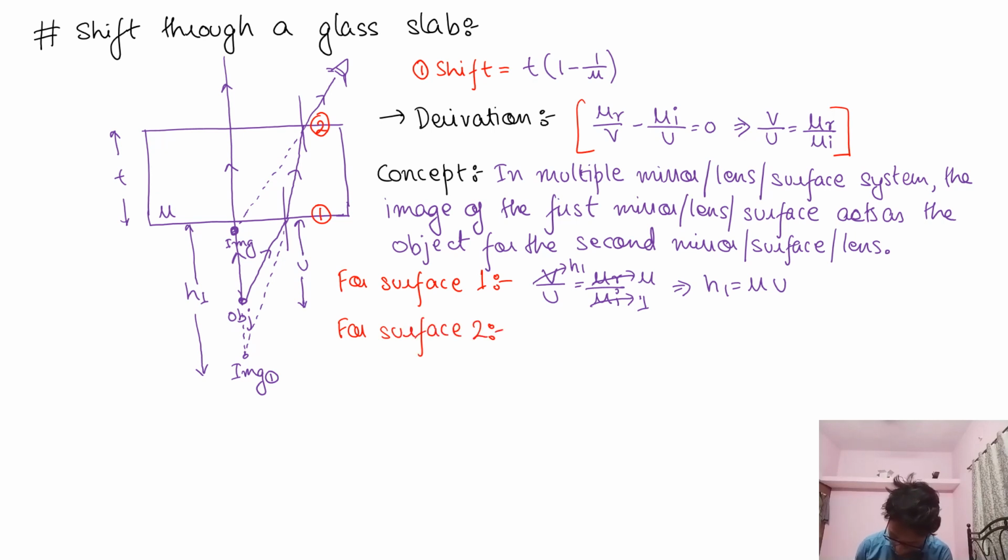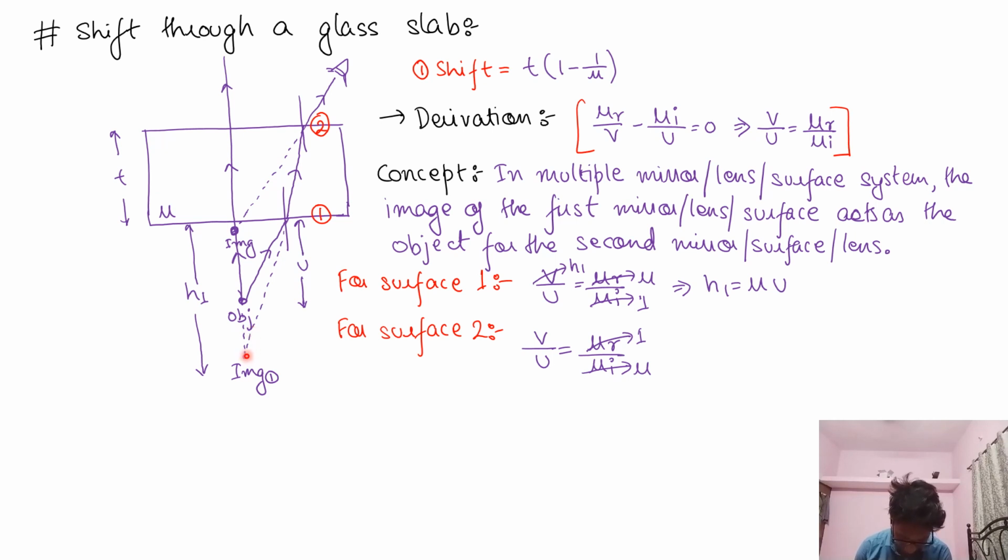we apply the same formula: V by U is equal to mu R by mu I. But out here you have to be careful. Why? See, mu R is nothing but the refracted ray, so the refracted ray is 1. Similarly, the incident ray is out here, so the incident ray is mu. But for V and U out here, U changes a bit. How?